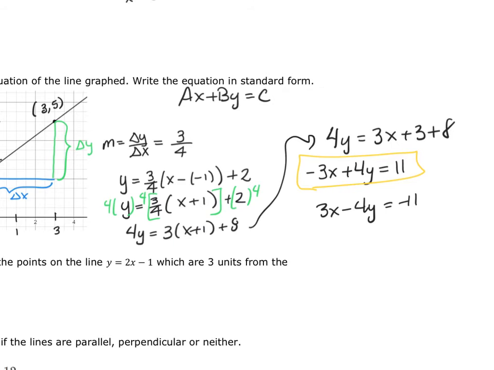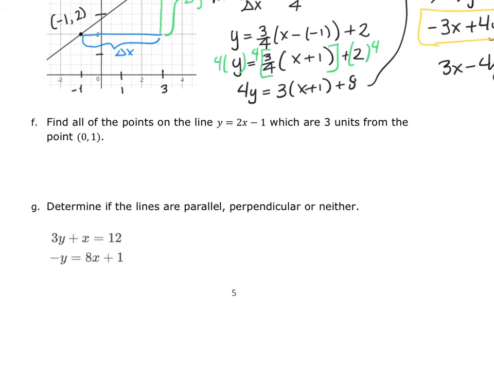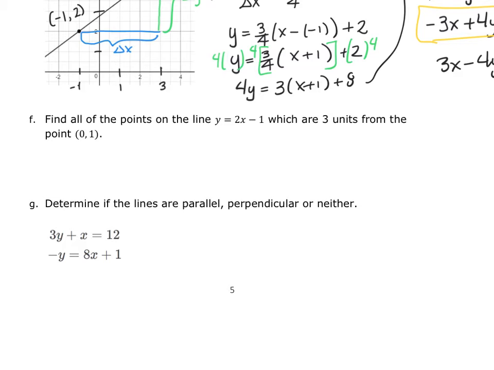Okay, so let's take a look at the next two. We're going to skip F. It's actually a really good algebra question, but it also needs the distance formula, and that's something that's not being tested in this section. So we're going to skip F for now and come back to it. It's a pretty cool problem if you love algebra. If you don't love algebra, it's not really a cool problem. So we're going to leave it for right now and come back to it another time.